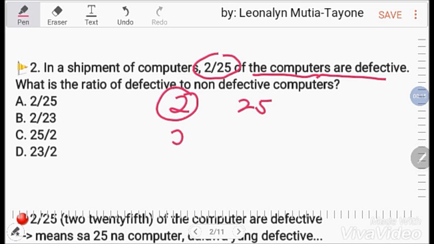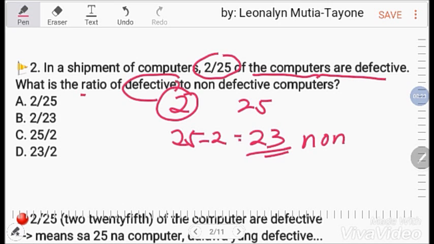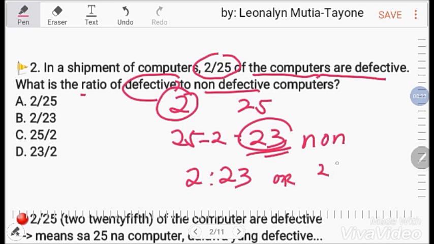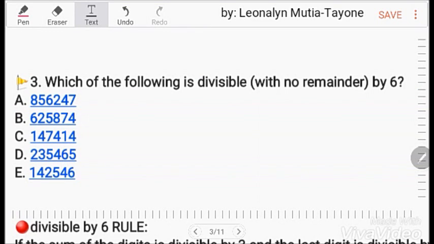So, ibig sabihin, 25 minus 2 equals 23. So, yung 23 ay non-defective. Ang ratio ng defective versus non-defective, defective dalawa, ang hindi defective is 23. So, this is 2/23. So, ang answer ay letter B.